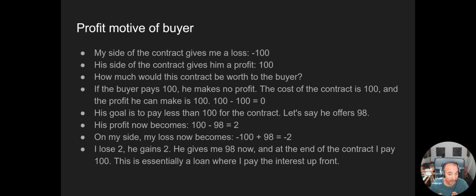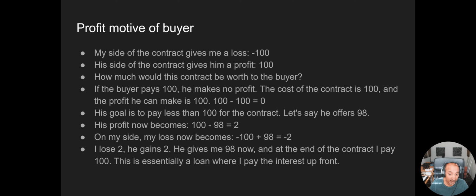If you look at what happens in this case, his profit now becomes 100, which is the profit he makes from the trade in the contract, minus the cost of the contract, which is 98. That's his offer. His profit now becomes 2. Now let's look at what happens on my side. My loss, which was minus 100, now I get the 98 that he is willing to give me. I add it to my minus 100. I lose 2. So my loss becomes minus 2.